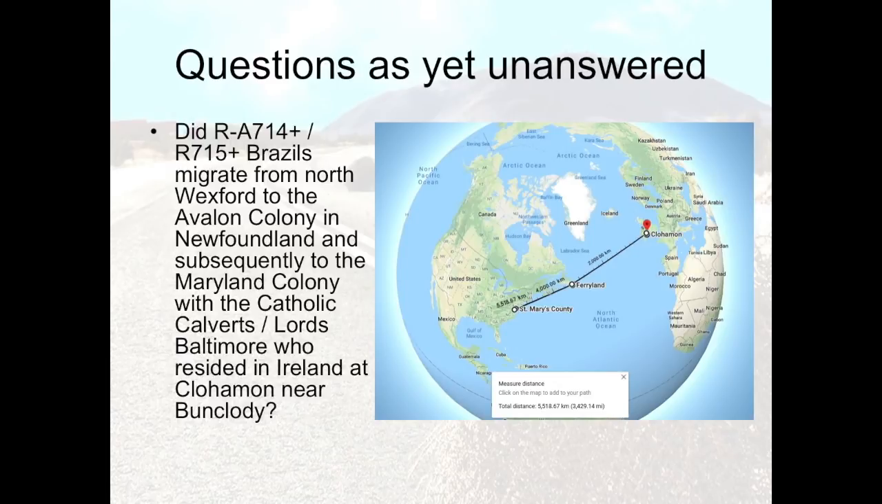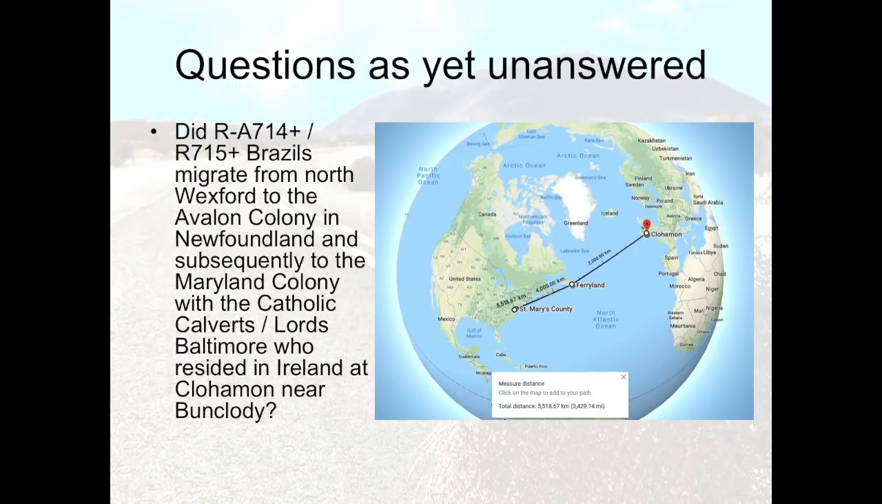And we're just wondering, because this is a little bit of history. The Newfoundland and Maryland colonies were founded by the Catholic Calverts, George Calvert and his son Cecil, who were the first and second Lords Baltimore. But they lived in Ireland, in Clonmacnoise, in North Wexford, where we know Brazels were living in the mid-1600s. And so the idea is, does this represent a migration route associated with the Calverts as they went from Wexford? They brought people with them from Dorset and Devon as well, but they initially went to Ferryland.